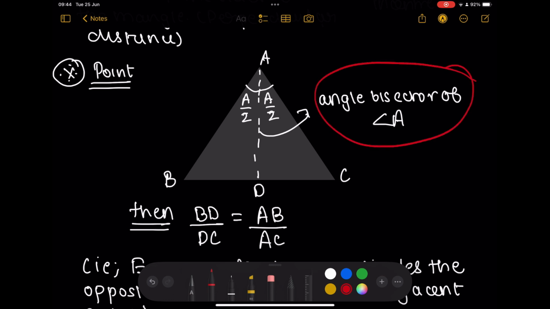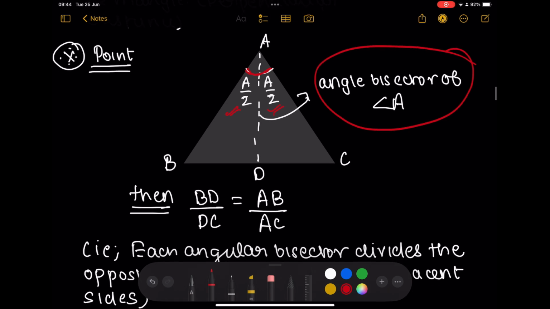Now, I already told you that incenters are basically the point of concurrency of angle bisectors in any triangle, right? Suppose ABC is a triangle and AD is the angle bisector of angle BAC. So this entire angle is A, and it is being bisected into A by 2 and A by 2. In that case, you can say that BD by DC will be equal to AB by AC. This is a very important property.